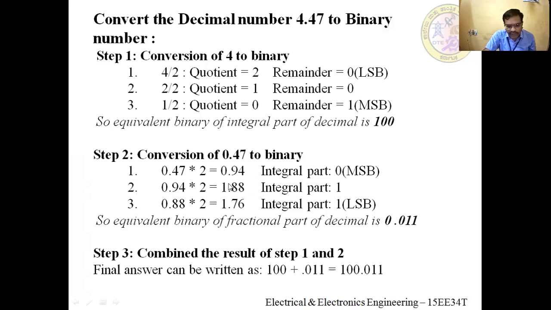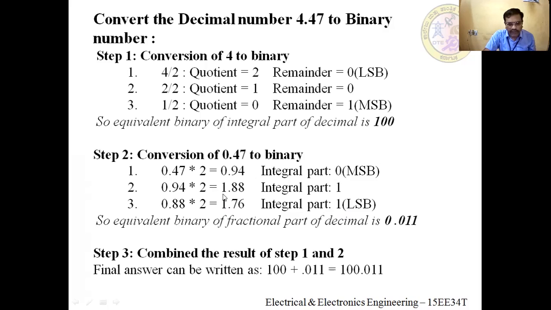You take the fractional part of this step in the next step. So 0.88 into 2 is how much? 1.76. So the integer part is 1. Okay, so the integer part is 1. So here, this will be the LSB bit.